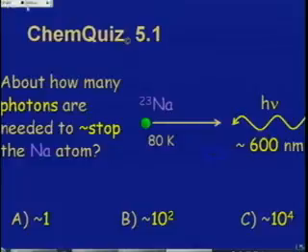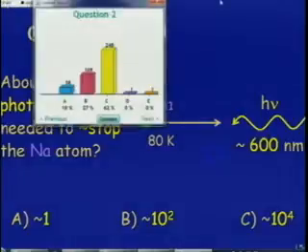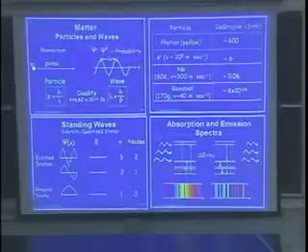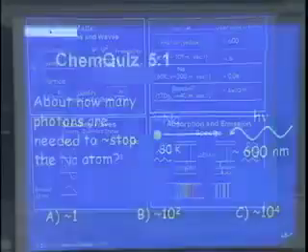Good morning. Pretty good, at least A. No, just kidding. But you're required, though, to have a discussion. So some of you haven't gotten it yet. P is h over lambda, okay? And I have my lambda here, and I have my lambda here. So how many of those do I need in order to stop this sodium atom in its track? Why don't you discuss this with each other, please, and give it another try?